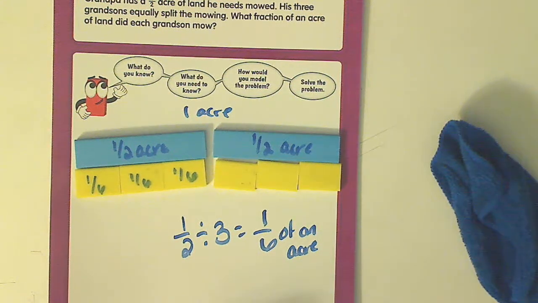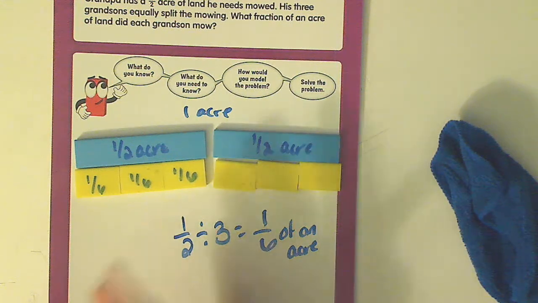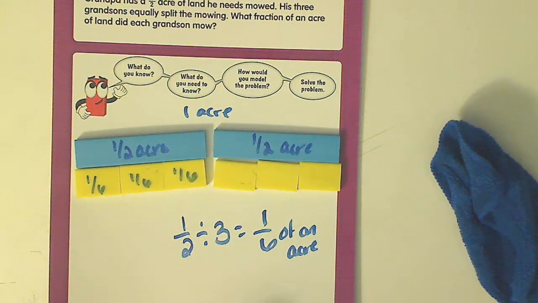So if you have any questions about this, this isn't a difficult thing. The kids usually get it pretty well, but really the hardest part is, when are we dividing a fraction and when are we dividing a whole number, so we know which model to draw. That truly is the hardest part.